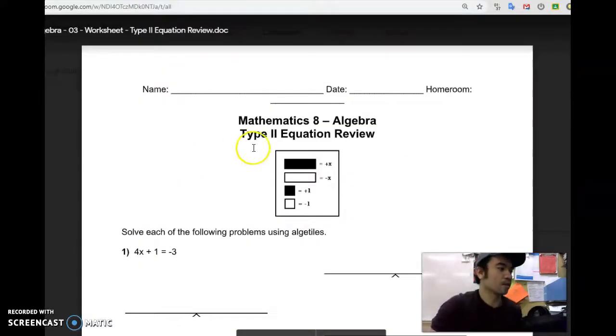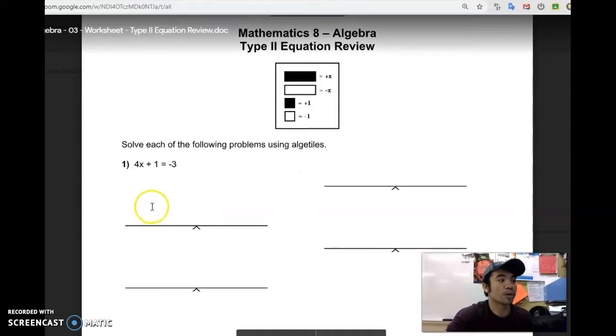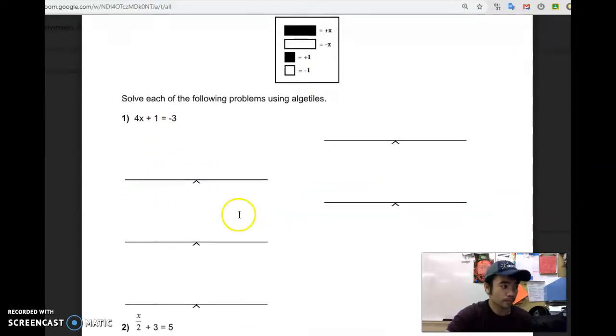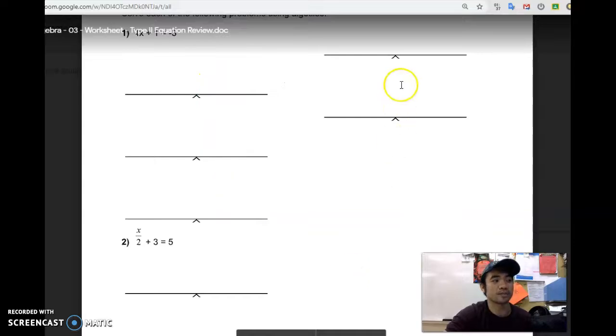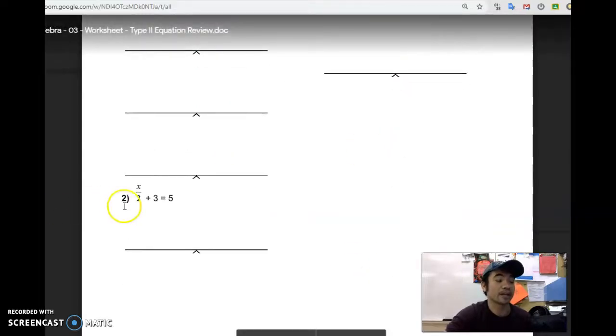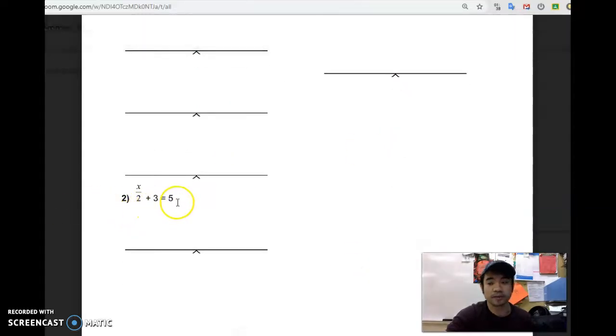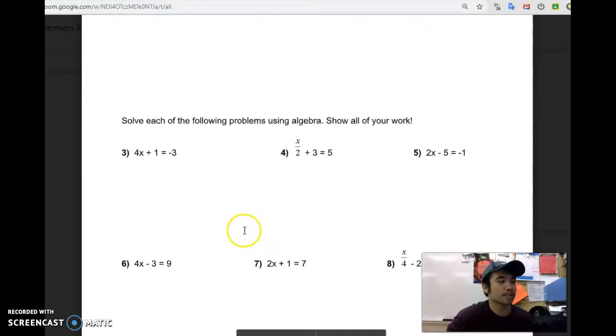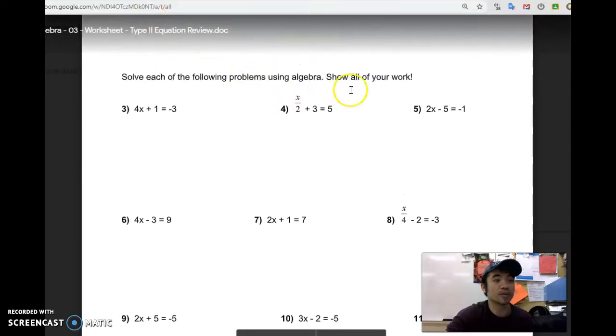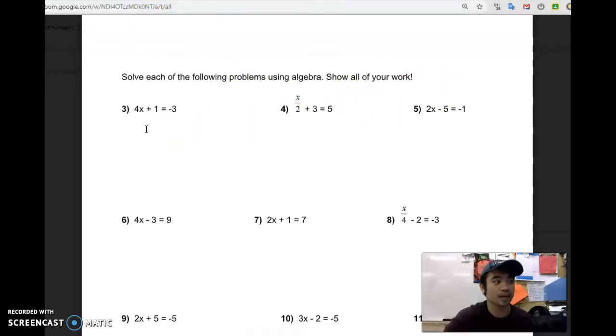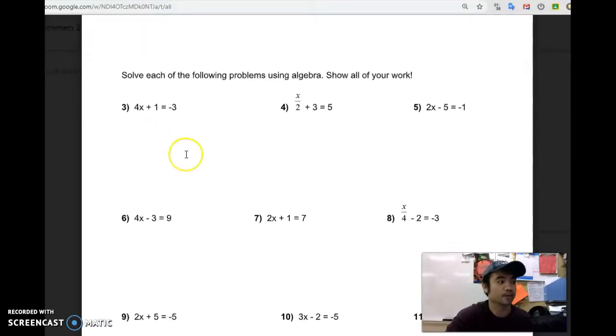So if you look at this one, 4x plus 1 equals negative 3. So you can definitely model this now. These are just extra beams if you really need it. X divided by 2 plus 3 equals 5. That's a very similar question to the one we just did, right? So try and do this. It says here, solve each of the following problems using algebra. Show all of your work. So again, make sure you do them step by step, okay? I don't want you to just write down the answer.